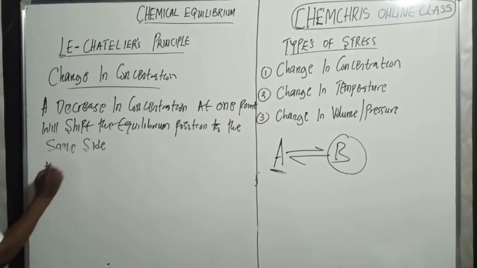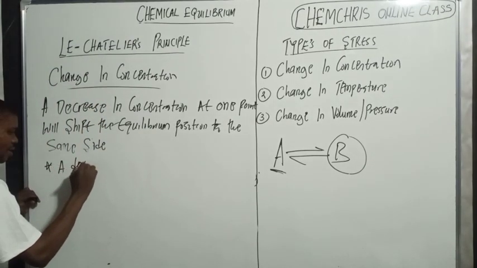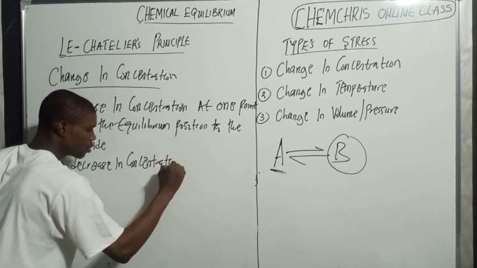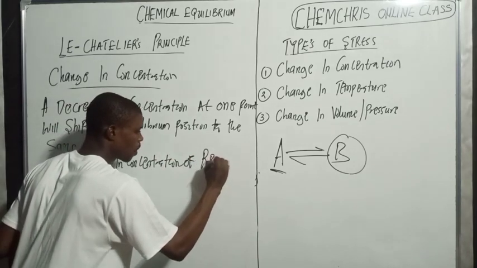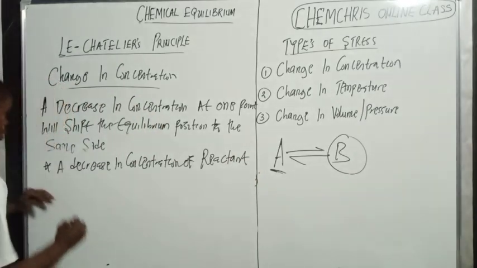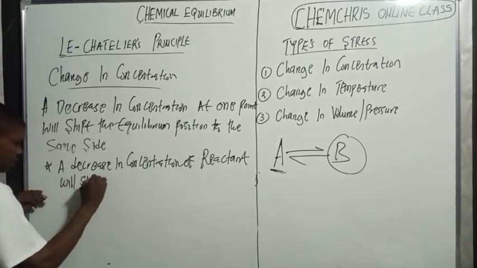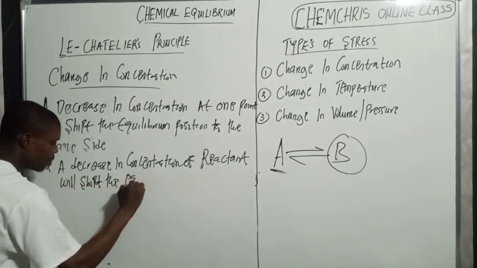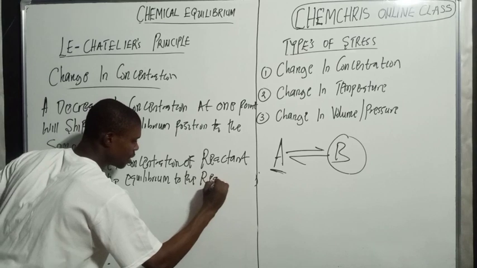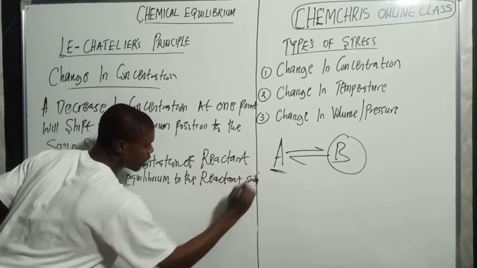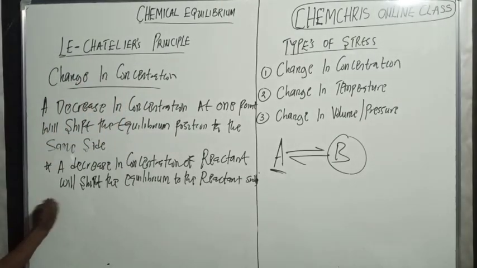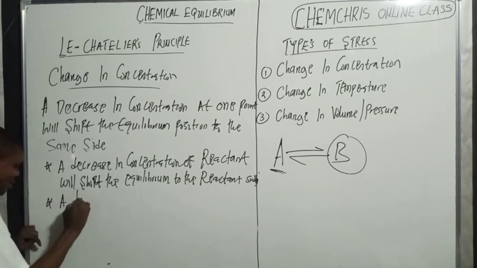So it means that a decrease in concentration of reactants, we shift the equilibrium to the reactant side. It's okay. We shift the equilibrium to the reactant side. Do you understand?